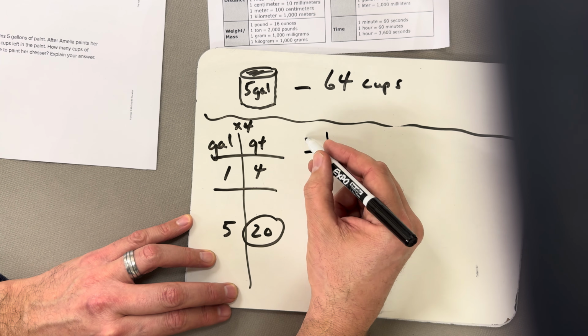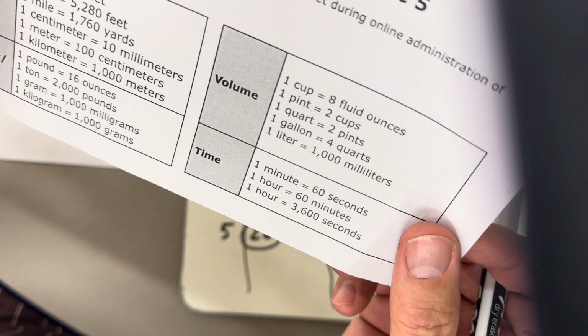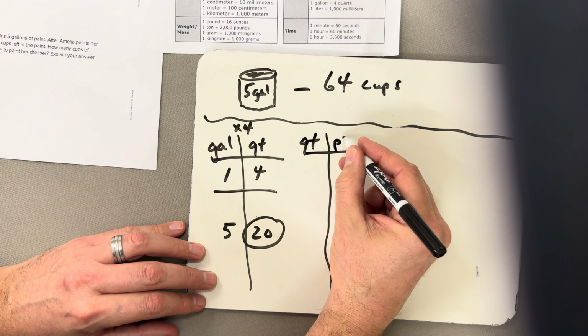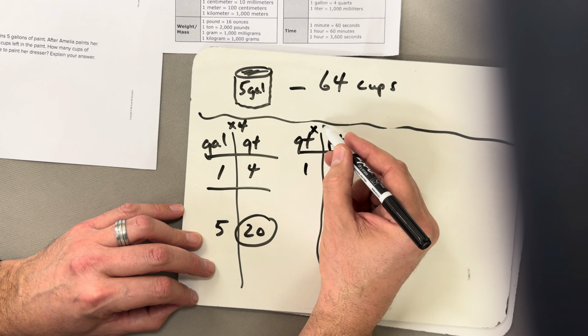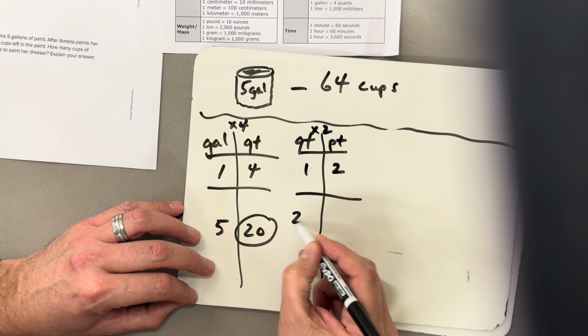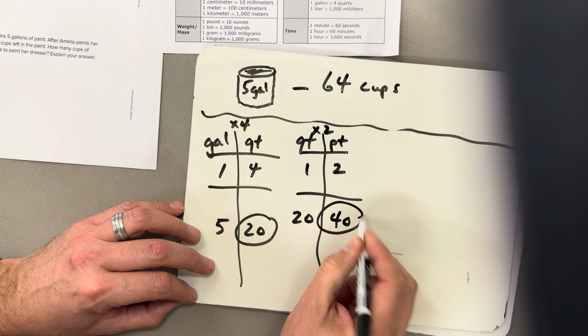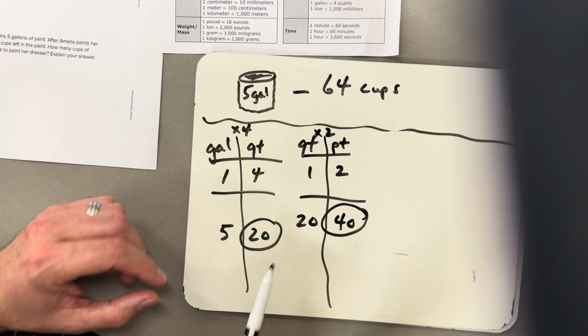So let's go quarts. Look back at my sheet. 1 quart is 2 pints. Let's go quarts to pints. 1 to 2. So that means this is a times 2 situation. What do I have so far? I've got 20 quarts times 2. I've got 40 pints. Right? So that means inside that bucket, there's 5 gallons. We can also call it 20 quarts. We can also call it 40 pints. It's all the same thing. It's just different ways of measuring it.